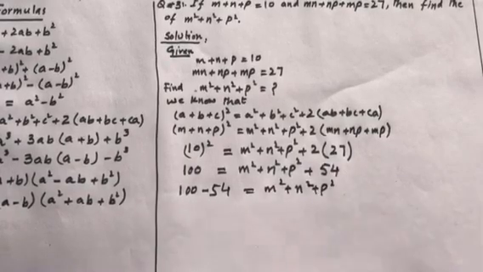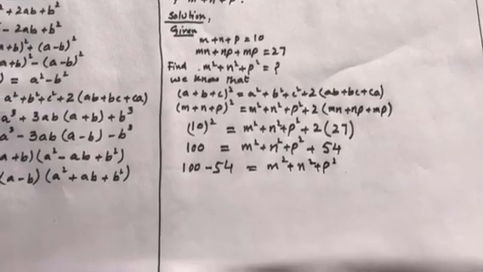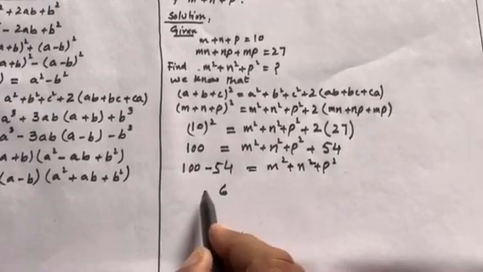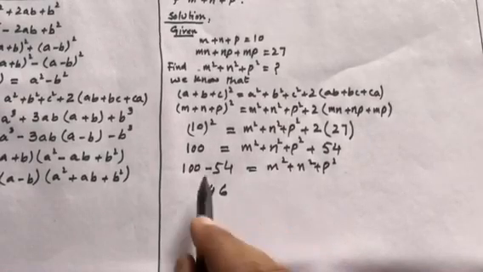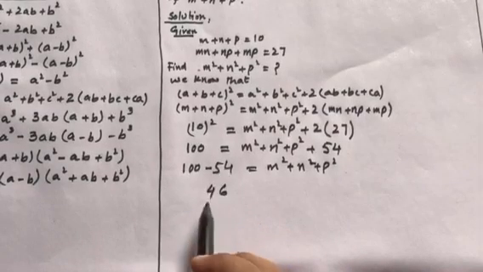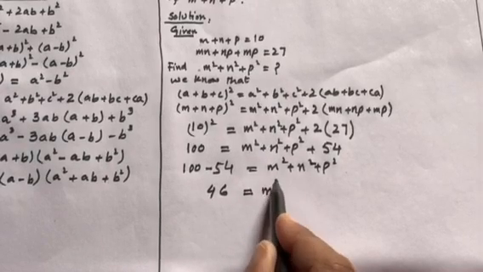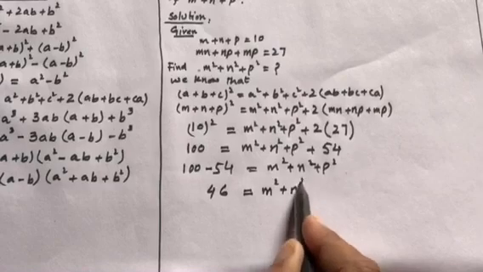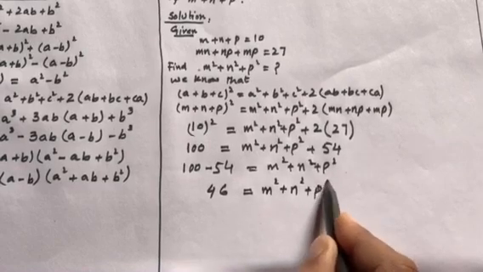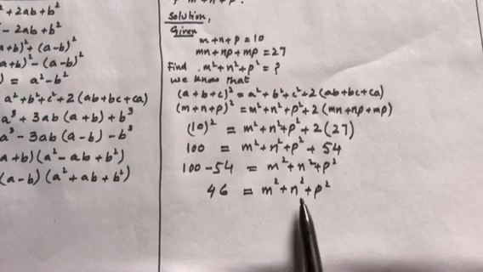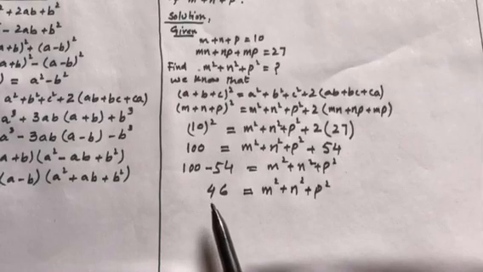And if we simplify 100 minus 54, we will have 46. So if we subtract 100 minus 54, we will have 46, which is equal to m square plus n square plus p square. So in this way we have found the value of m square plus n square plus p square, which is 46.